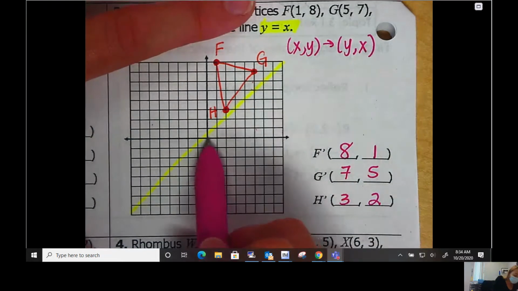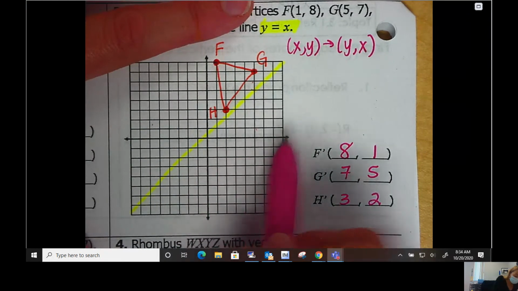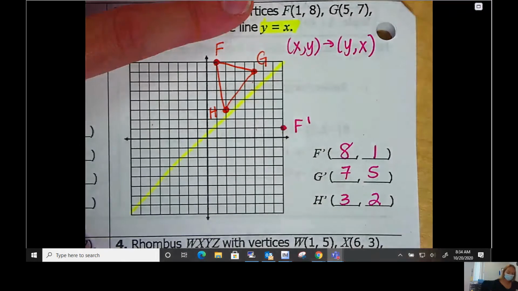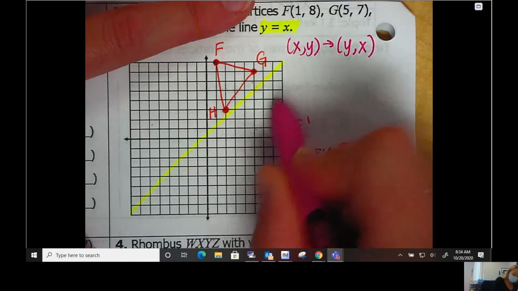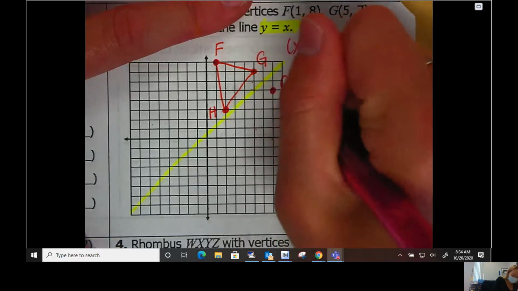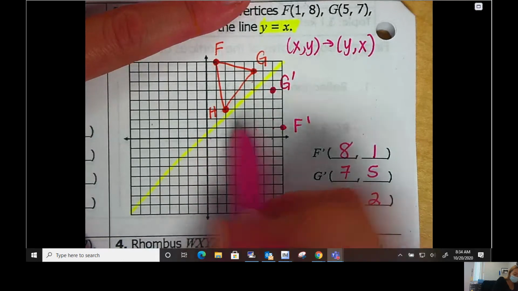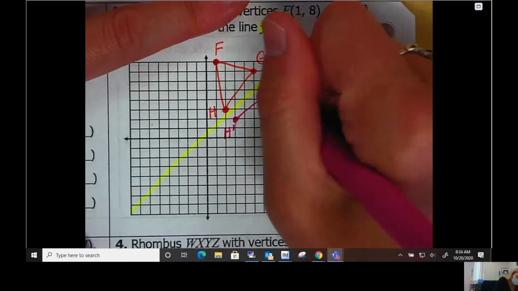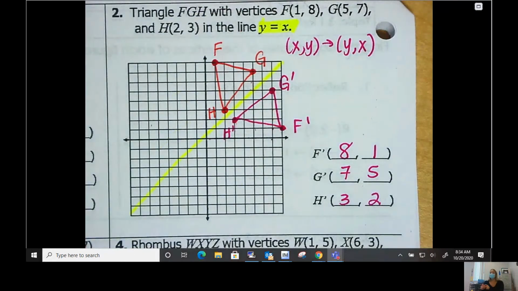So 8, 1 means over 8 and up 1. You're going to make sure you label your points. G prime says you go over 7 and up 5. And then H prime is you go over 3 and up 2. And so when you look at it, your pictures should look like the same triangle, just that's been reflected.